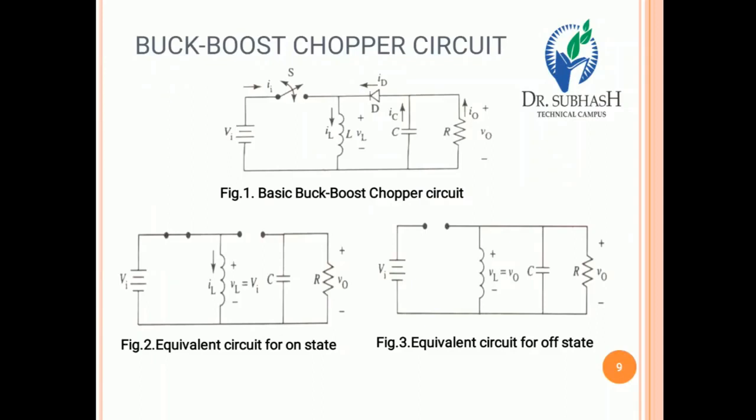In case of figure 3, if the switch goes into the open condition, the input is not directly connected with the inductance, right? So the diode is in the forward bias condition. In case of forward bias, it works as a closed switch, so that gives the equivalent circuit of the off state, right? So figure 2 is the on state and figure 3 is the off state of the buck and boost DC chopper circuit.